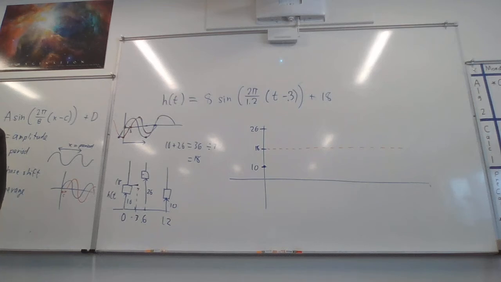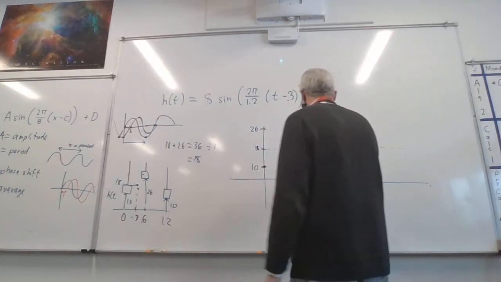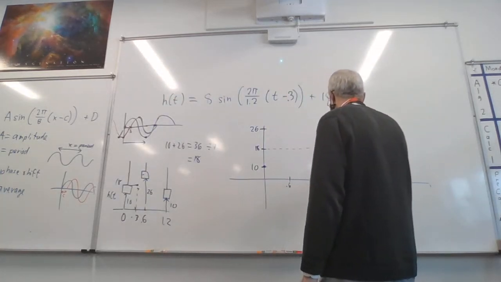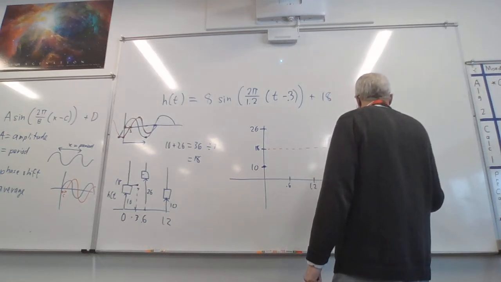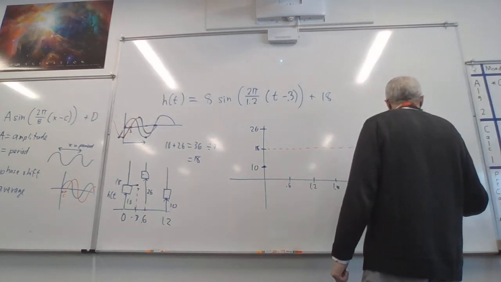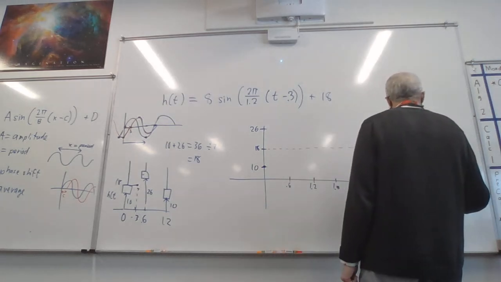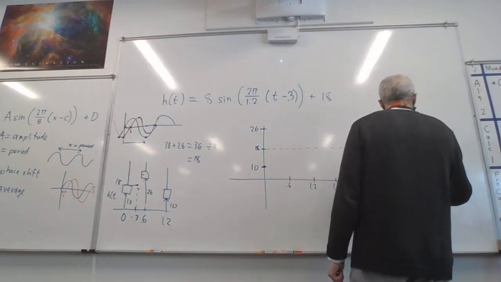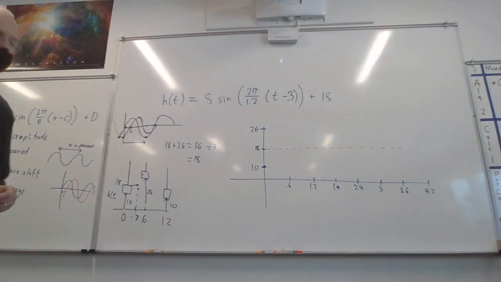So let's go by 0.6. So here's 0.6, 1.2, 1.8, 2.4, 3, 3.6. I don't want to go all the way to 10, that would be painful. Let's go to one more, 4.2. They say in the first 10 seconds, but we can figure this out. We don't want to go to 10 seconds. Okay, so what's our wave look like?